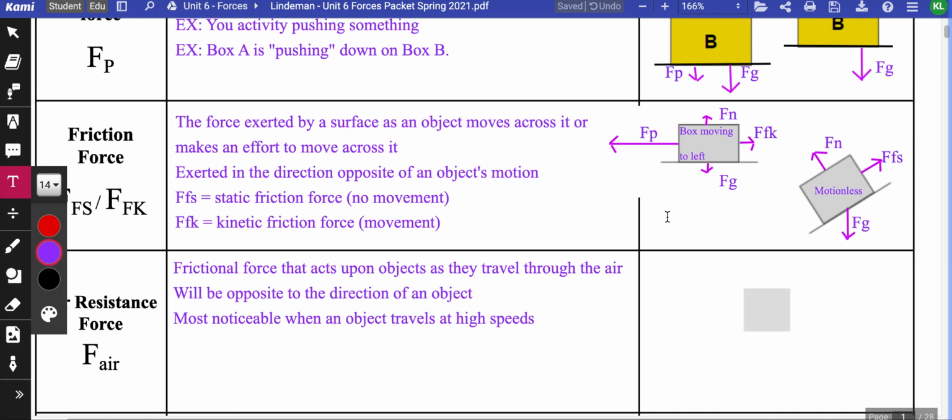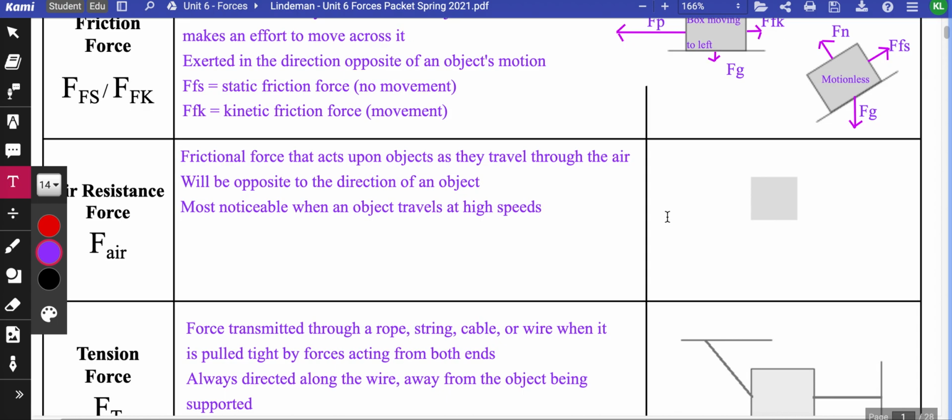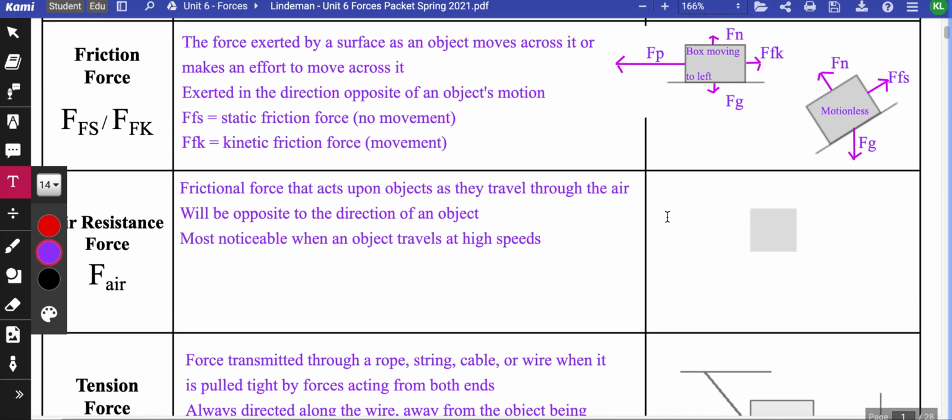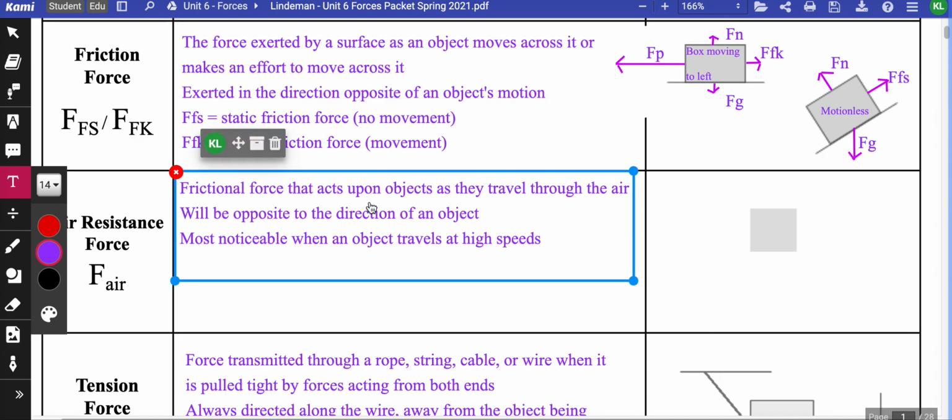So down to the next definition here. We have air resistance. And air resistance is also a frictional force. And for this, I want us to think about any object that is moving through the air. It's more noticeable at high speeds, but any object moving through the air is going to have some air resistance. The idea is that as you move through the air, you displace air molecules. The displacement of those air molecules, the air molecules rushing past you, that is the actual air resistance. So it's always going to be opposite the direction of motion.